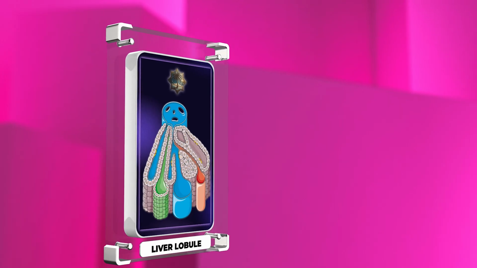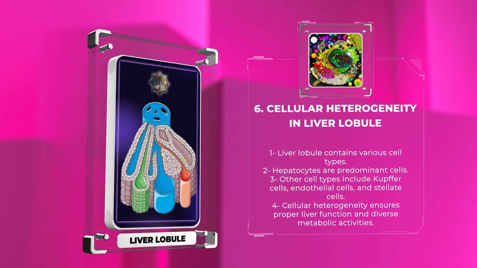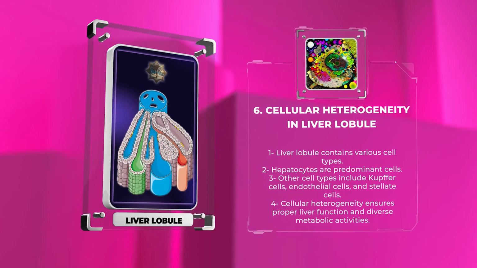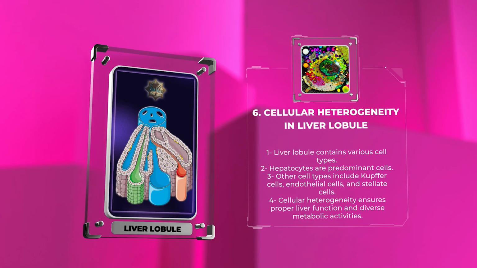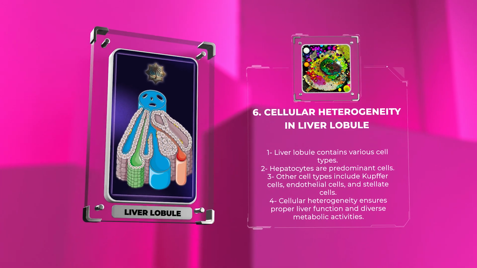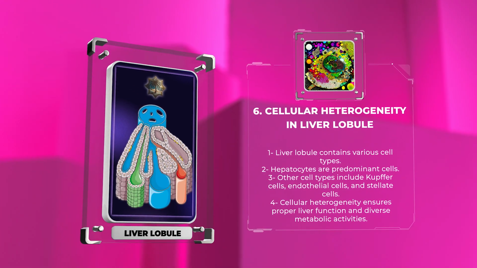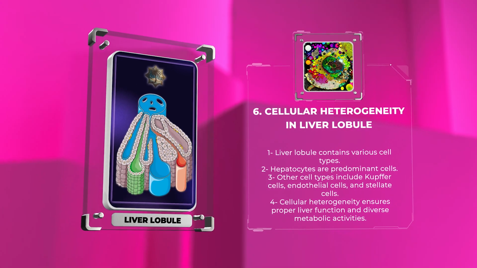The liver lobule contains various cell types that contribute to its structure and function. Apart from hepatocytes, which are the predominant cells in the hepatic lobule, other cell types include Kupffer cells, endothelial cells, and stellate cells, as discussed earlier. This cellular heterogeneity ensures proper liver function, allowing for diverse metabolic activities necessary for overall body homeostasis.